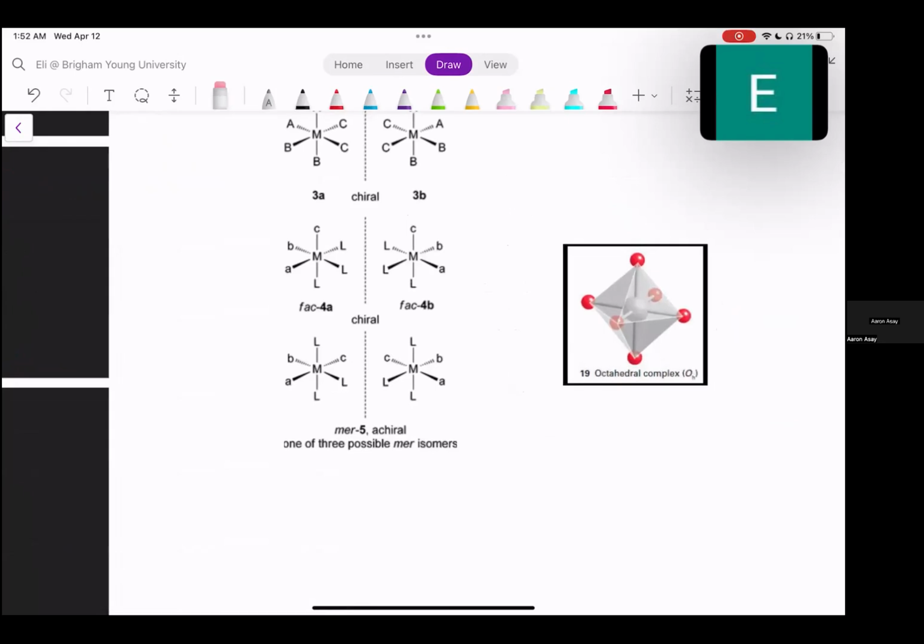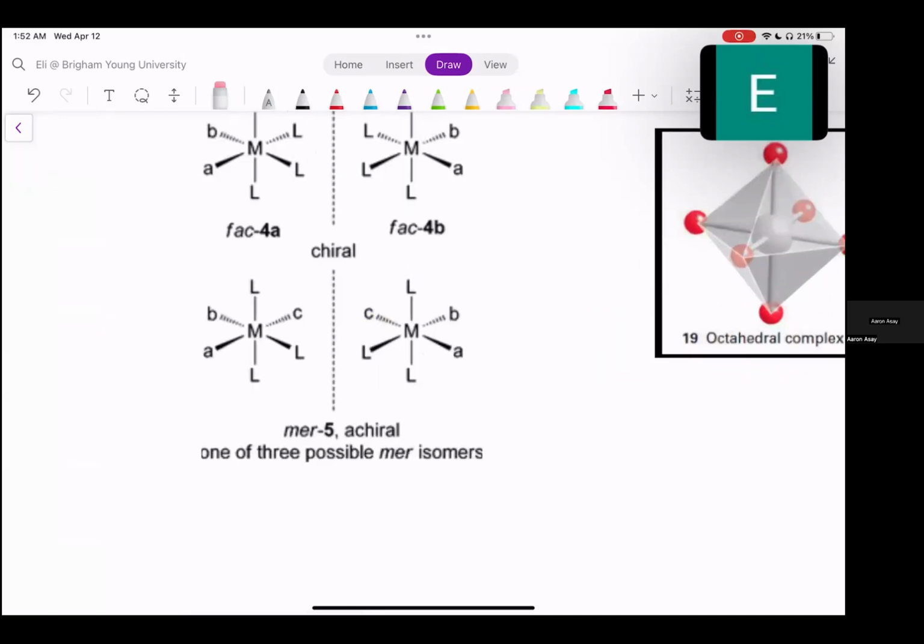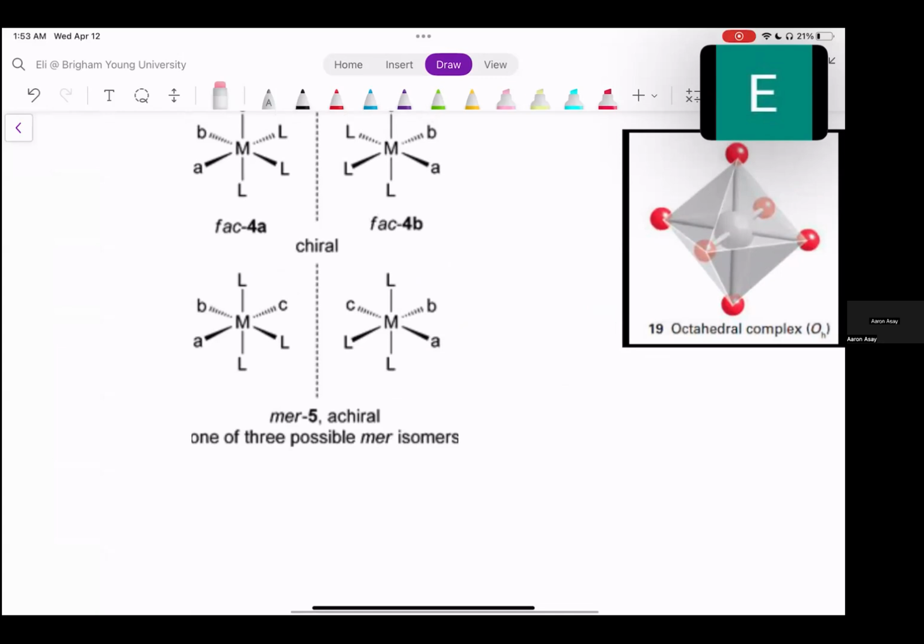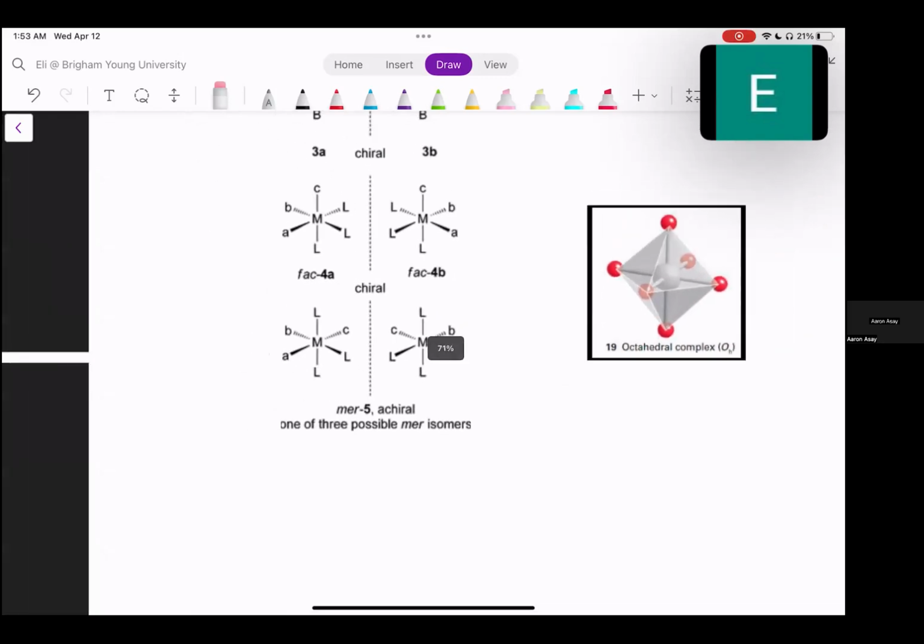So if you spin it, I believe this one is... oh wait, no, this is achiral. Because, oh, okay. I'm so sorry about that. So this one is going to be achiral. It is not chiral.